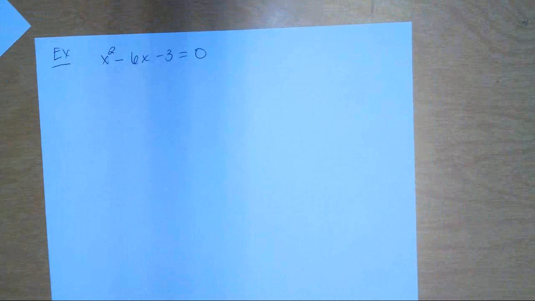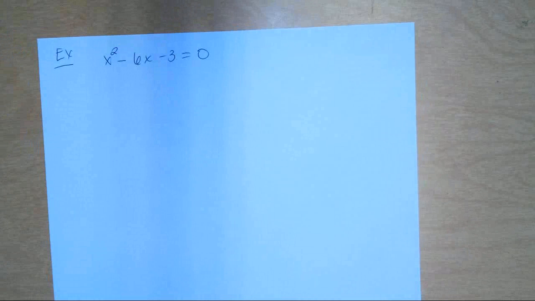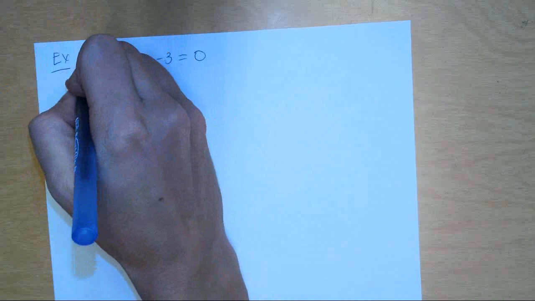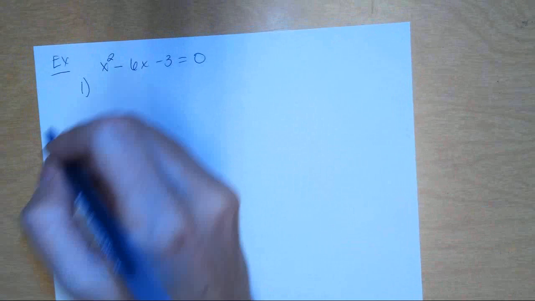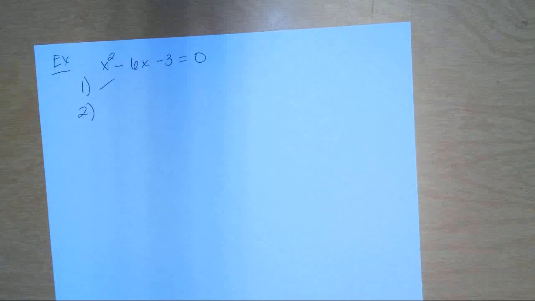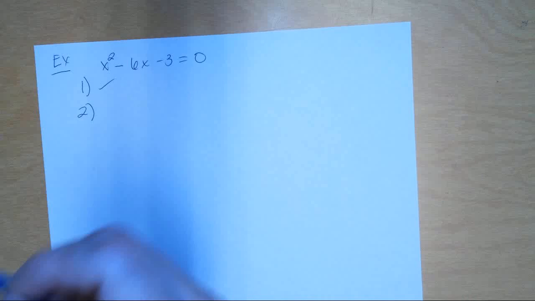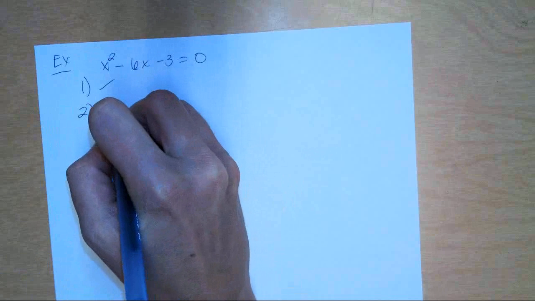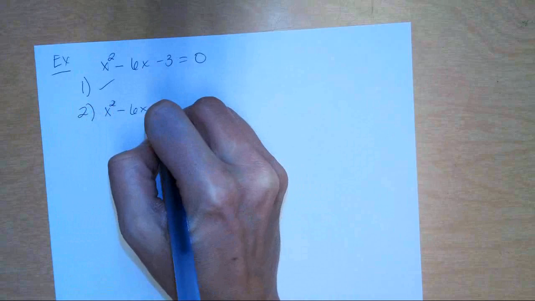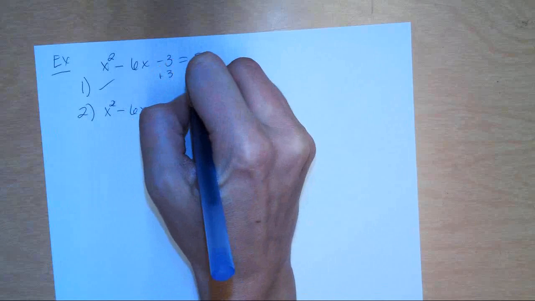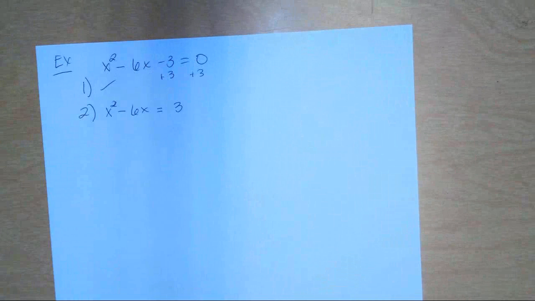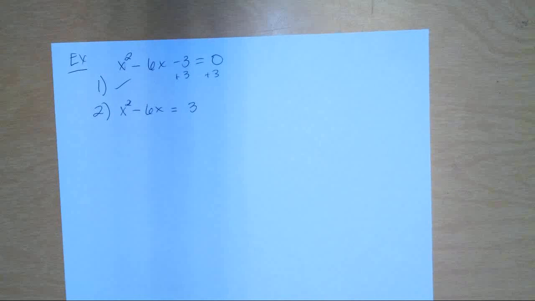X squared minus 6x minus 3 equals 0. The first step is to divide both sides by a, and then we actually don't have an a, so we're good. Well, we do have an a, but it's 1. Okay, step 2 says move c to a side by itself. How are we going to do that? Add 3 to both sides. So we get x squared minus 6x equals 3.